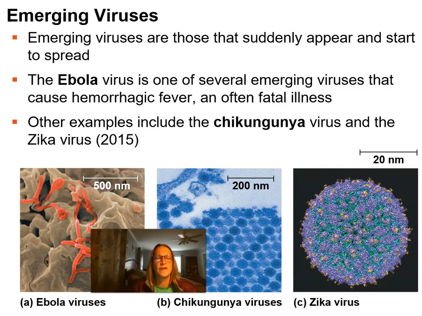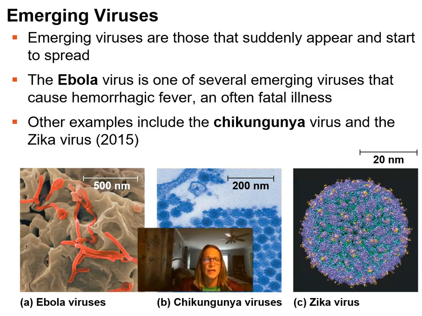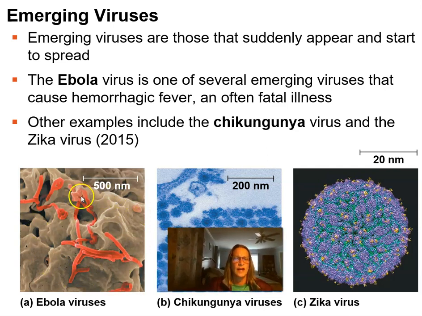One example of an emerging virus that you've heard of is Ebola. That's a really deadly one. It causes hemorrhagic fever, which is basically bleeding from all of your orifices, eyes, mouth, nose, ears, and it's often fatal. Here's what the Ebola virus looks like. You can see it's a totally different shape than a lot of the other ones we've studied.